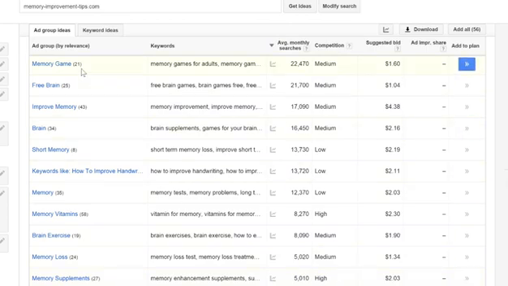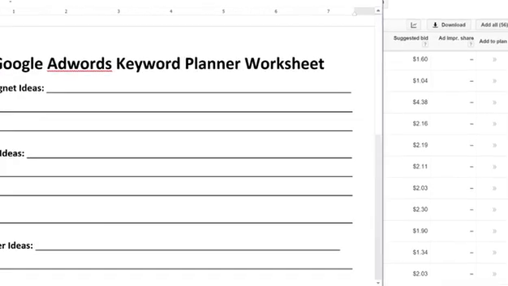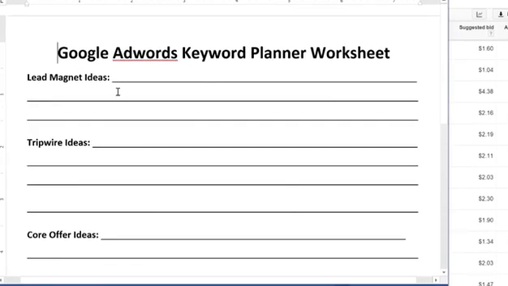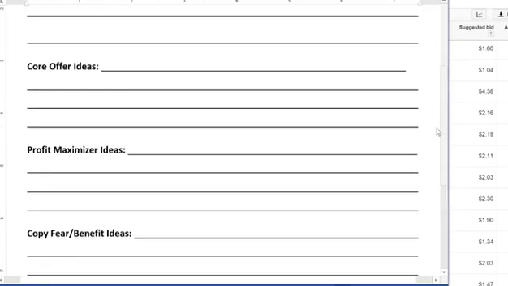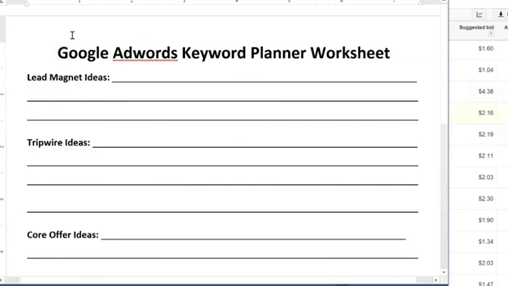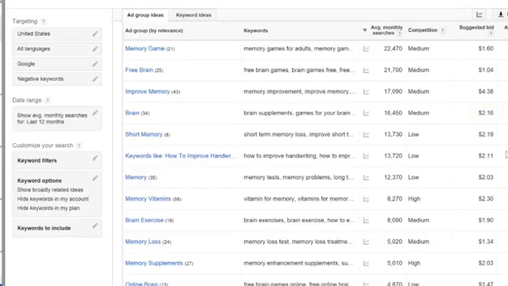So let's take a look at the lower hanging fruit though, and also just take a look generally for what are some ideas that we could have. Memory game gives me an idea. Memory game could work for us. So what I'm going to do is if I look at my planner worksheet here, then I just want to start filling in ideas based on what I am seeing over here in AdWords. So memory game could be a lead magnet, could be a tripwire, could be a core offer. Probably not a profit maximizer, so I don't think I would put that there.